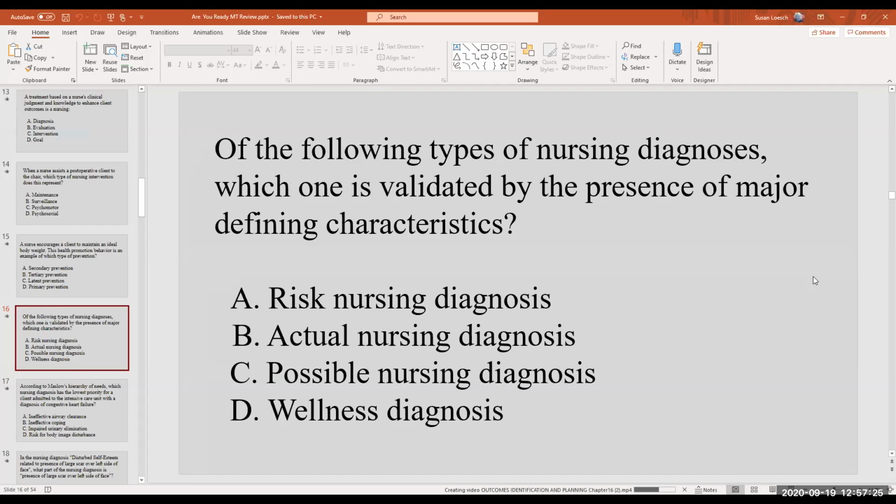Of the following types of nursing diagnoses, which one is validated by the presence of major defining characteristics? Actual nursing diagnosis. Okay, good. Actual nursing diagnoses.